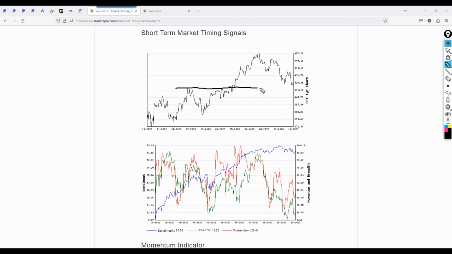We've got this major support area right around this 414, 416 range on the S&P 500. We've still got sentiment that's high. We've got momentum that has bounced off the lows, moved higher, and is now retracing. We do have divergence on momentum and breadth both. We'll talk about that. Divergence is when you have a lower low on price activity, but then you have a higher low on the indicator or the oscillator or whatever it is that you're focused on.